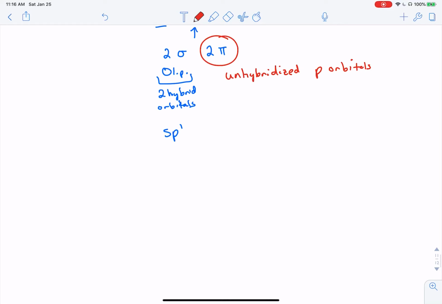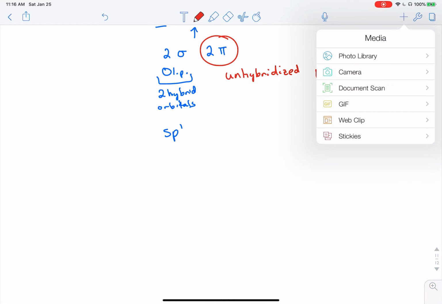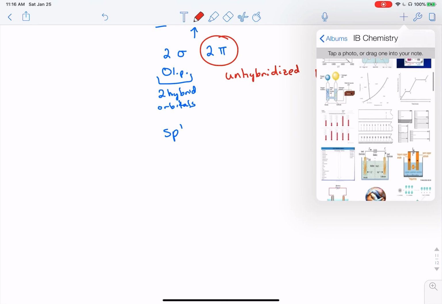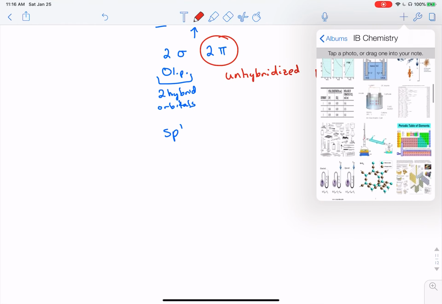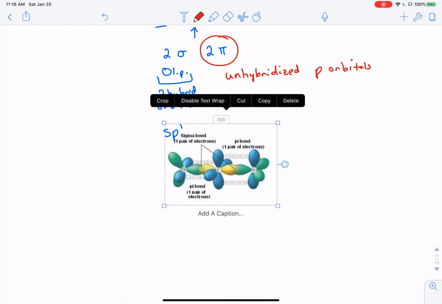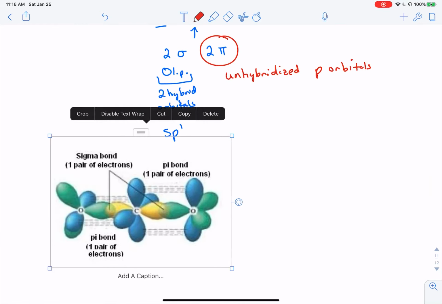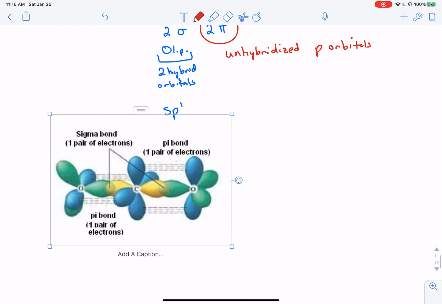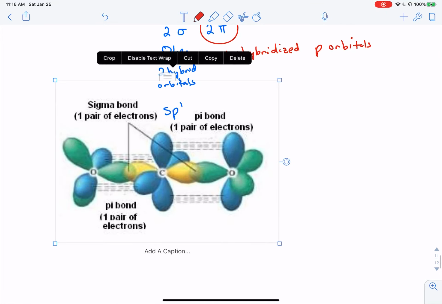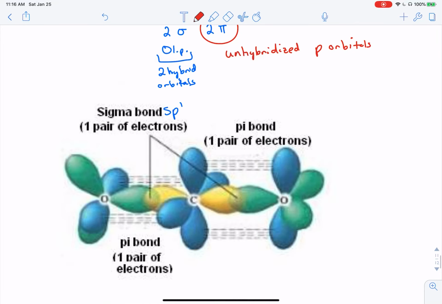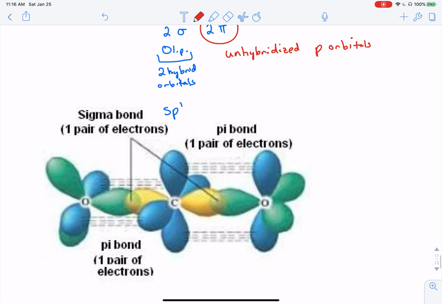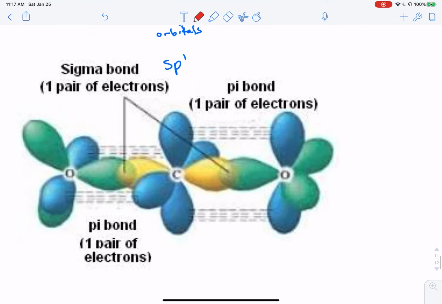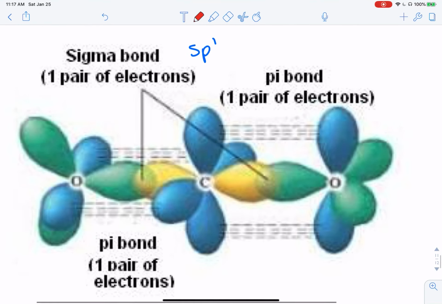And I'm going to show you what that visually means in a second. I'll show you what CO2 looks like, because I have a good diagram of CO2 here, so you can kind of understand what's happening. Okay. This is what CO2 looks like, orbital-wise. Okay, let me show you what we've been talking about so far.